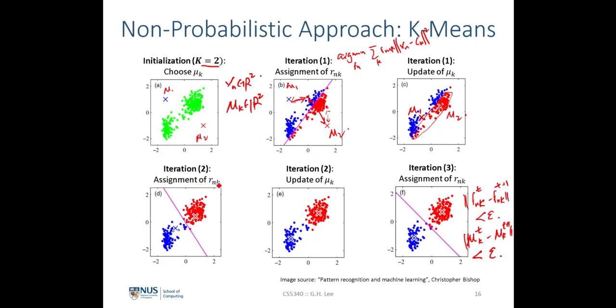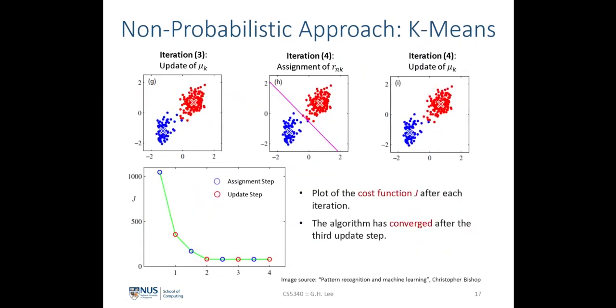So in iteration 2, we will continue to do this assignment and update optimization until this convergence criterion has been fulfilled, and we terminate the algorithm. Now we can see that if we plot the cost function, which is the sum of squared distances, from the first initialization step all the way until it converges, this cost gradually decreases and it saturates after a certain iteration.